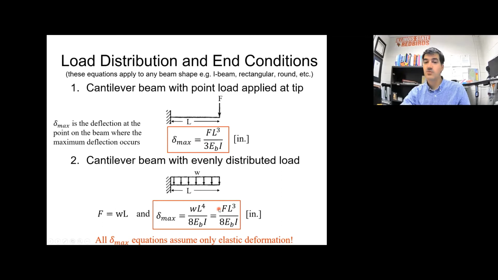Our constant here is 1/8, because we have 8 in the denominator. 1/8 times our same values, FL cubed divided by EI. So the difference between these two is that up here we had 1/3 as the constant, and down here we have 1/8 as the constant. Just remember that down here you have to calculate F. F is the total force applied to the beam, and you get that by multiplying the uniform load times the length of the beam.